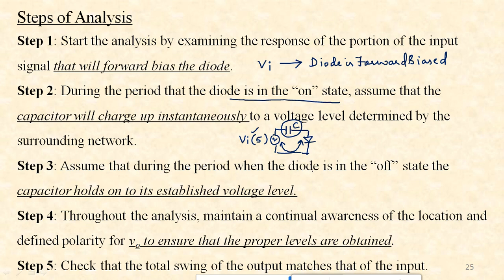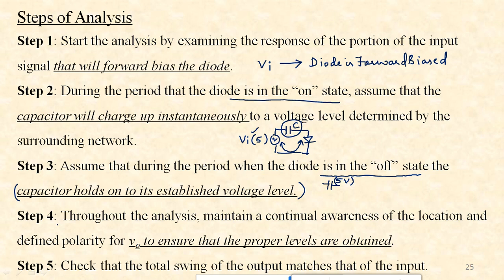Assume that during the period when the diode is in off state, the capacitor holds on to its established voltage level. And that is extremely important. The capacitor holds on to its established voltage level. That means during the charging phase, if the capacitor is charged to, say for example, 5 volts, then during the discharge phase we'll have to consider that 5 volts of charge is being held by the capacitor itself. This particular charge has not been discharged.